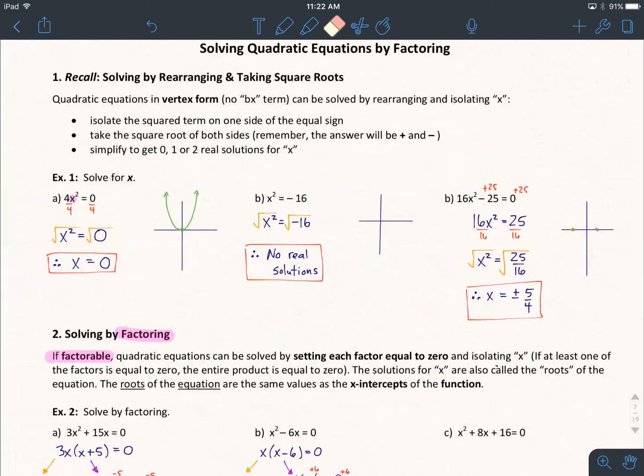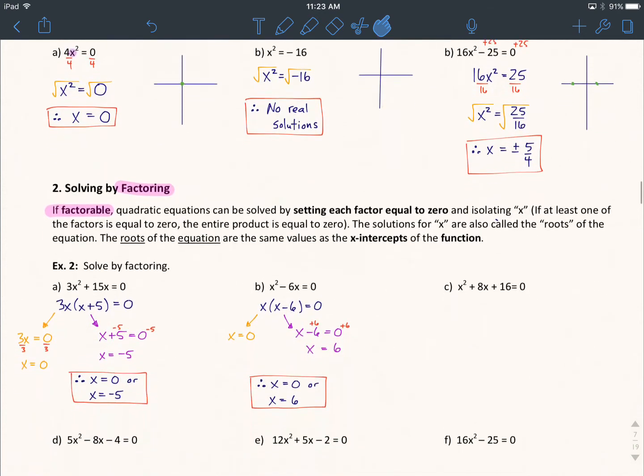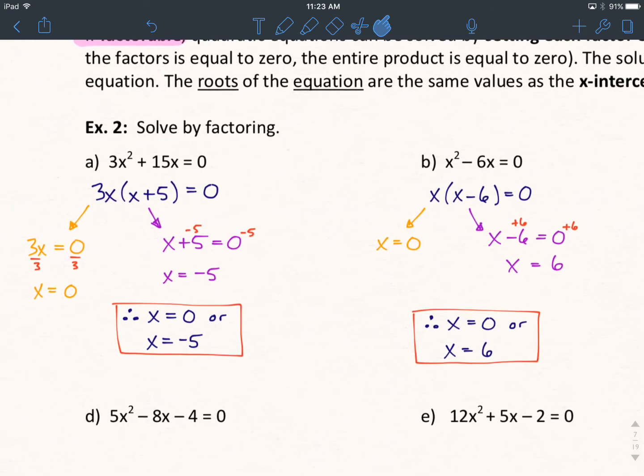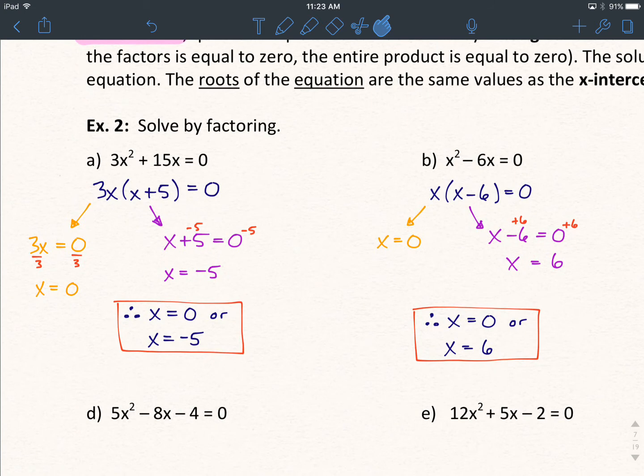But what if our quadratic isn't in standard form without a bx term or vertex form? How can we then go about solving for quadratic equations? The first way we're going to look at is solving by factoring. So I've completed the first two examples here for you, and I'm going to zoom in on them a bit so you can see them, and I'll talk our way through them.